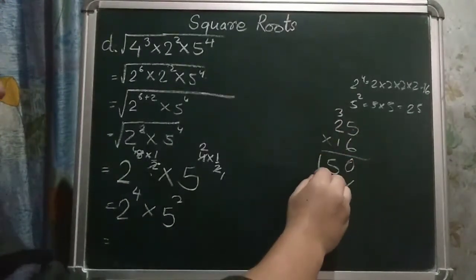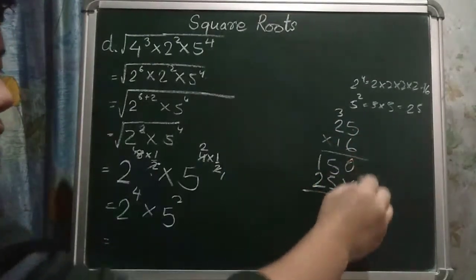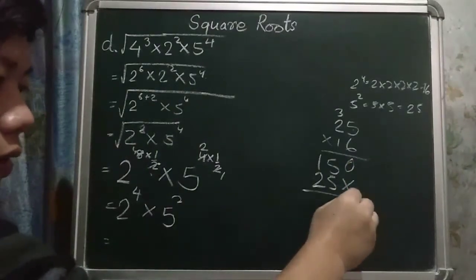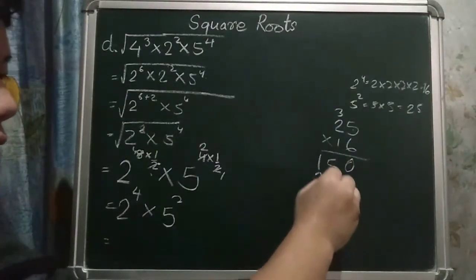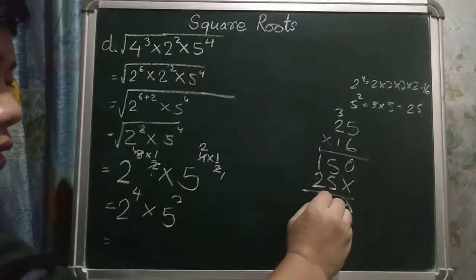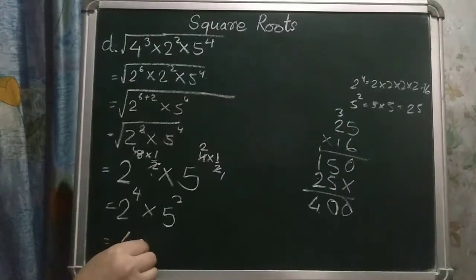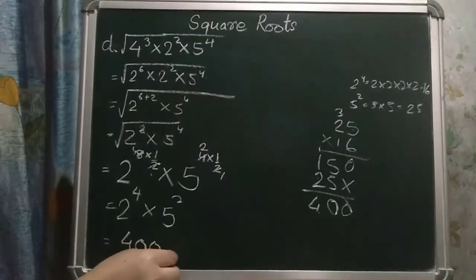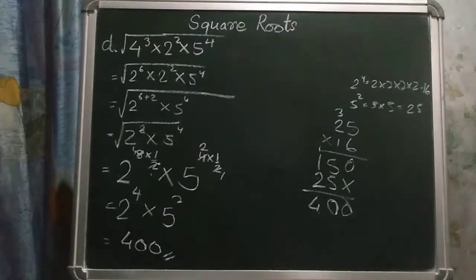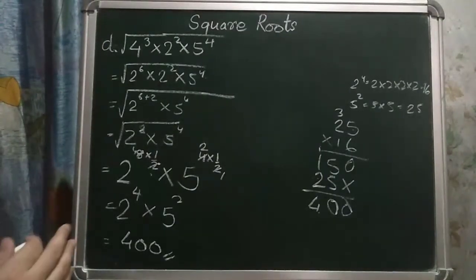150, and then 1 two 5 is 25. So 0, 5 plus 5 is 0 and 1 carried over. 1 plus 1 is equal to 2, plus 2 is 4. So the answer is 400. Okay, in this way you can solve that question. In this way you can solve this question.